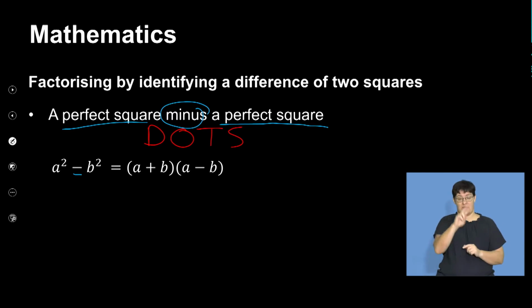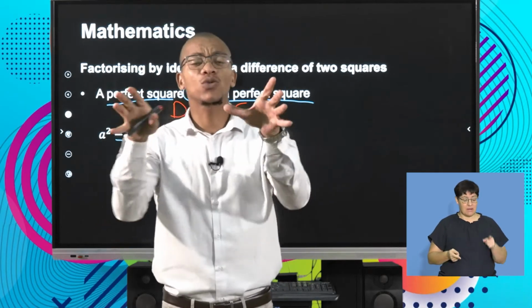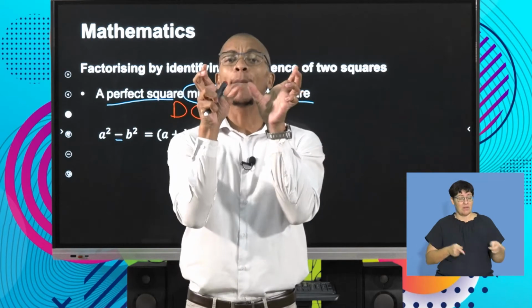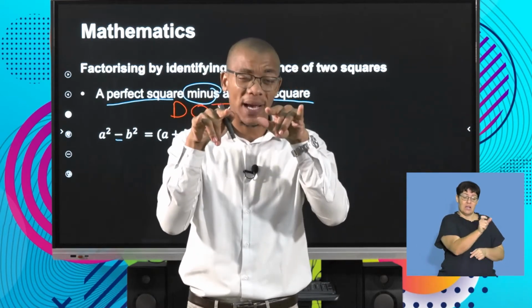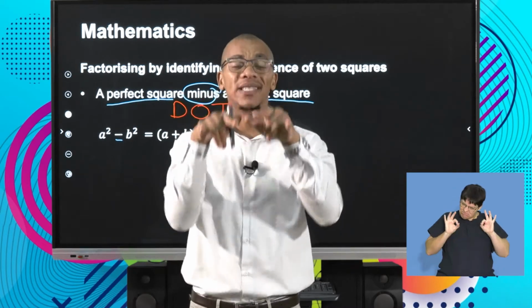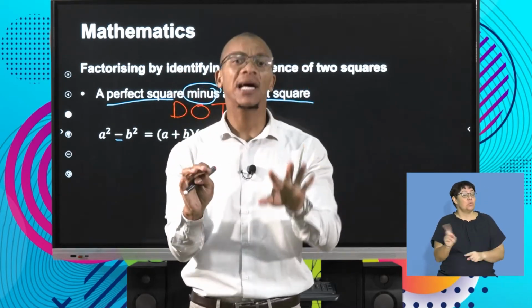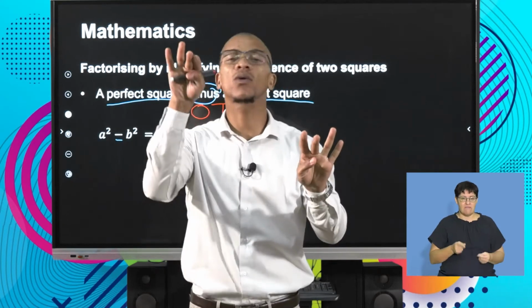Now, why are we calling it a difference of 2 squares? It means that the 2 brackets that you're going to open will have both terms identical in both brackets. The only thing that will be different will then be the signs. One will always be a plus, one will always be a minus.